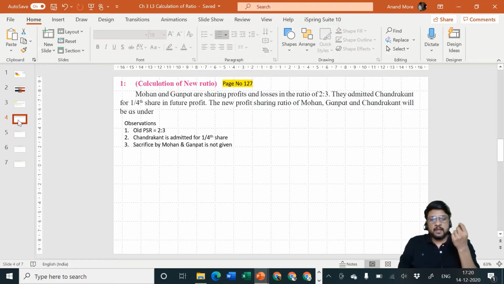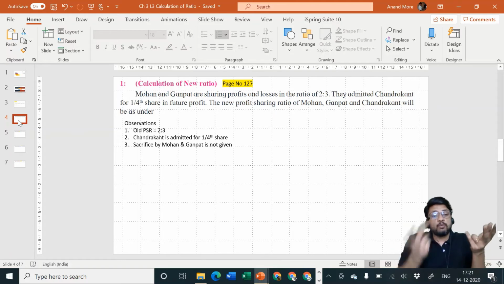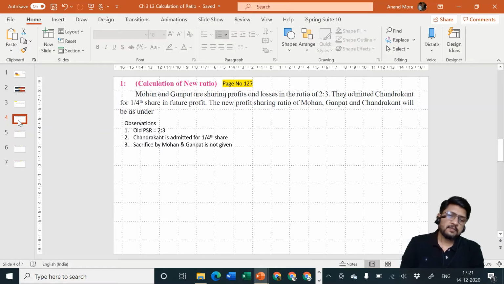If nothing is mentioned, I am telling a very important rule. If nothing is mentioned, we can generally specify that the person who shares more profit in the past will sacrifice more, and the person who shares less profit in the past will sacrifice less. Then how much more and how much less? Then we'll say that they will sacrifice in their old ratio. I repeat, they will sacrifice in their old ratio.